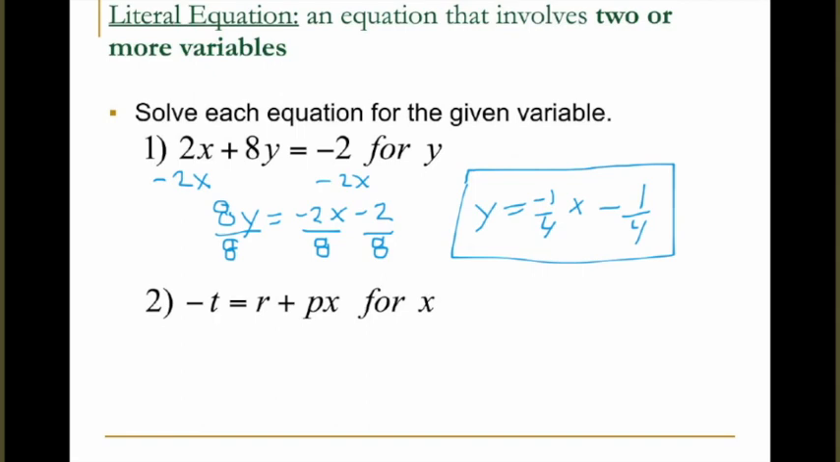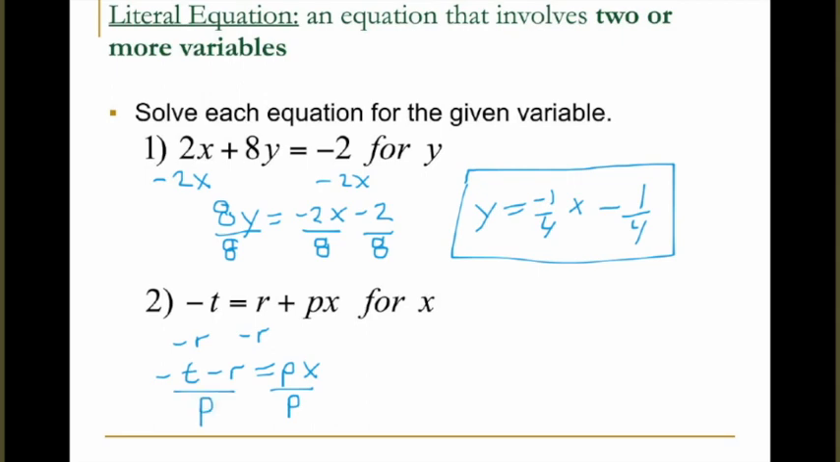So for number 2, it says we have negative t equals r plus px, and it says to solve for x. So in this one, we want to get x all by itself. So we need to move the r off to the other side. So now we have negative t minus r equals px. Now we need to move the p because we want x by itself. So to undo the multiplication, we divide by p.